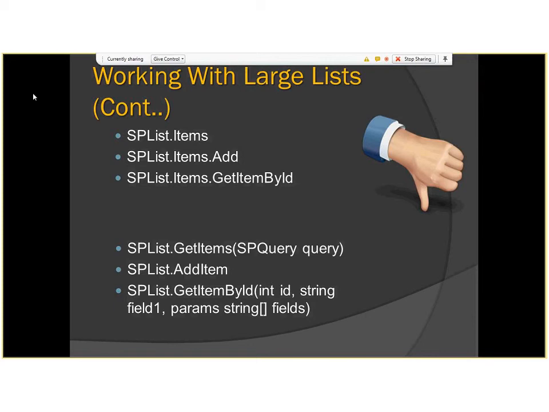In my later example, I'm directly adding the item in the SPListItemCollection rather than loading the whole of the item objects. And the third one is SPList.Items.GetItemById. You can see that it's different.